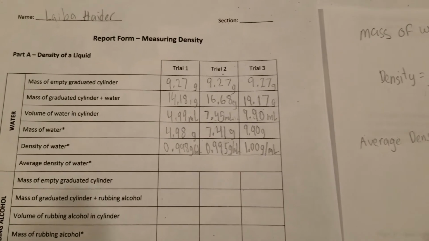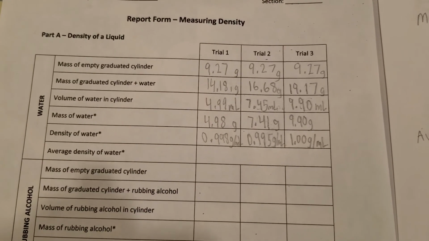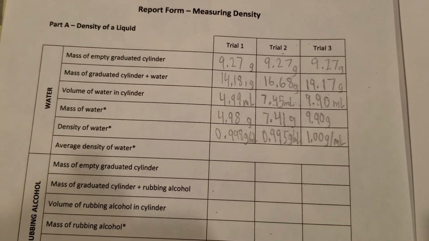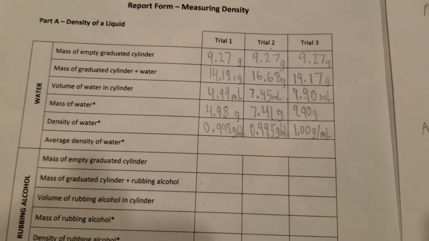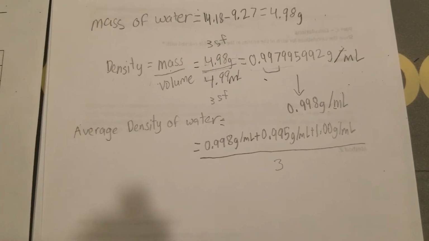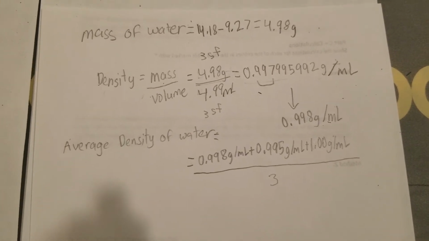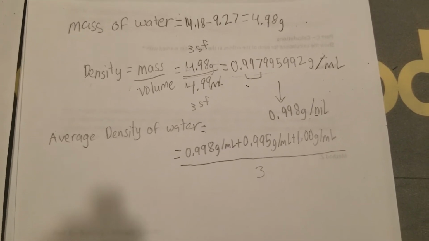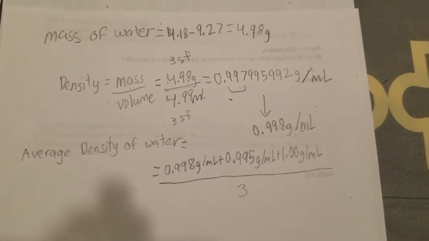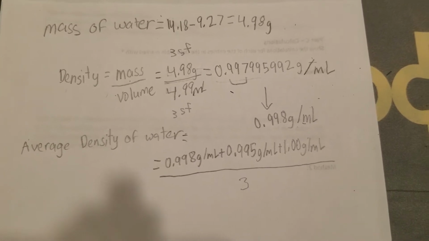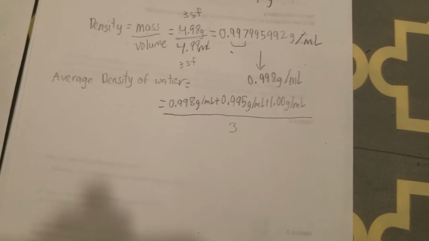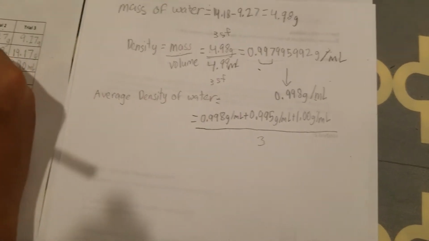Here Laiba has completed the calculation for all 3 trials. Wherever there is an asterisk, like for mass of water, density of water and average density of water, you have to show the calculation on the calculation page, but show the calculation for only one trial, and for the rest of the trials you can do it on your calculator. So she has the mass of water calculation, the calculation for density, and the calculation for average density of water. So Laiba, write down what is the answer for average density of water.